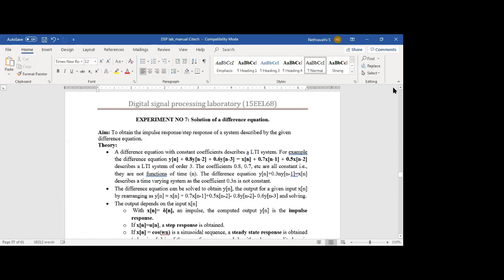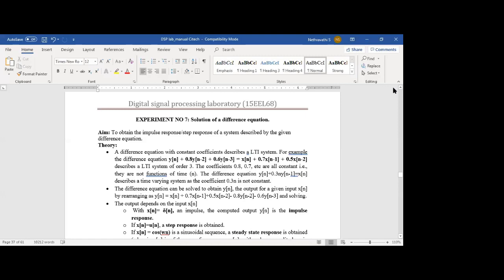And of course, we have coefficients for y of n and for x of n also, that is, for the input as well as the output. The coefficients are 0.8, 0.7, and so on. All those values are constant values, and they are not functions of time. We can make out that 0.8 is a constant, and 0.6 too. None of these vary with respect to time.